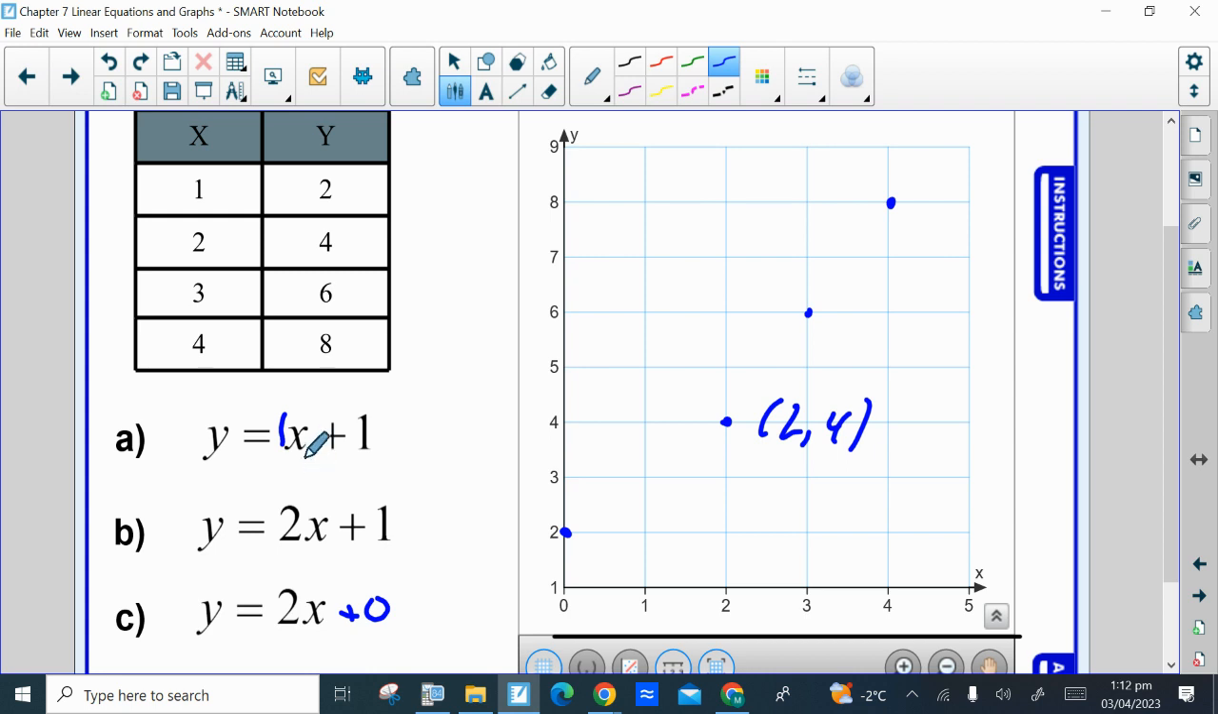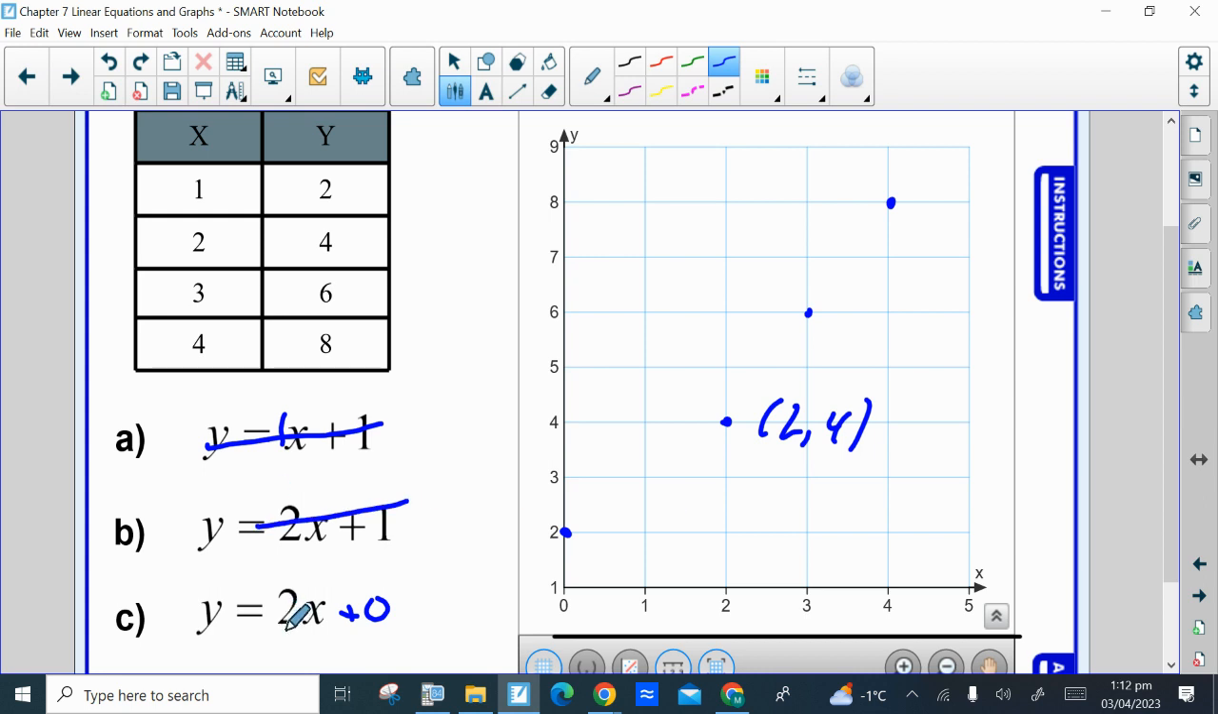So for example, when x is 2, the first equation, y would be 2 plus 1, which is 3, not 4. So that one doesn't work. It doesn't satisfy that point 2, 4. The next equation, when x is 2, 2 times 2 is 4 plus 1 is 5, not 4. So that one doesn't work.